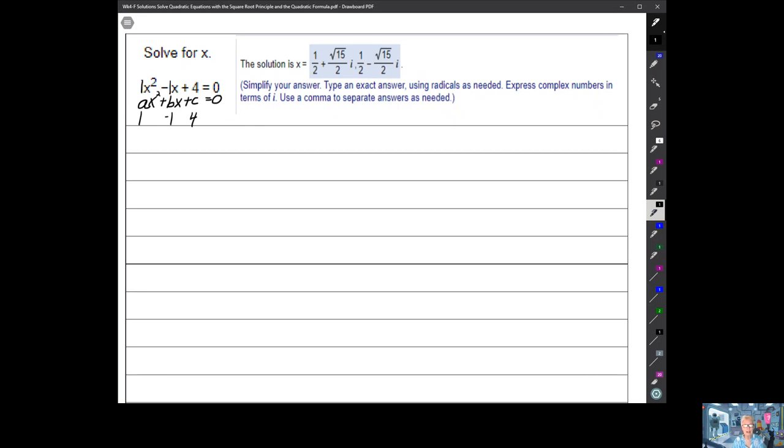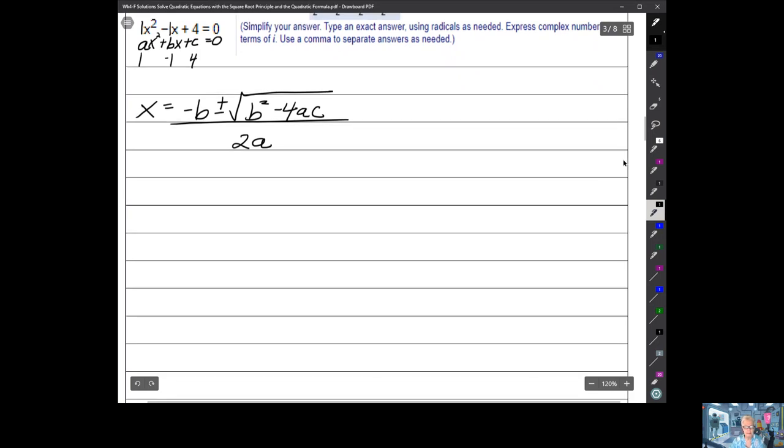Now, let's look at the quadratic formula. x equals negative b plus or minus the square root of b squared minus 4ac all over 2a. You're going to have to write this on your brain. A little brain surgery can't be that bad.